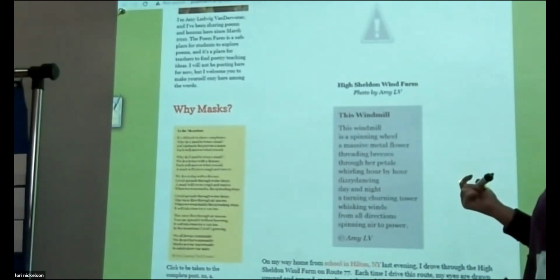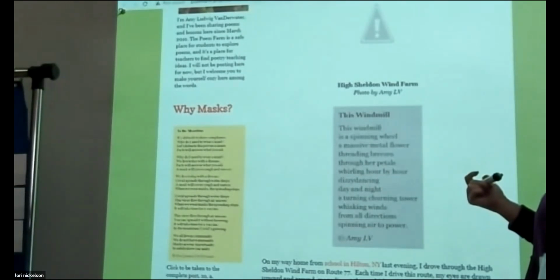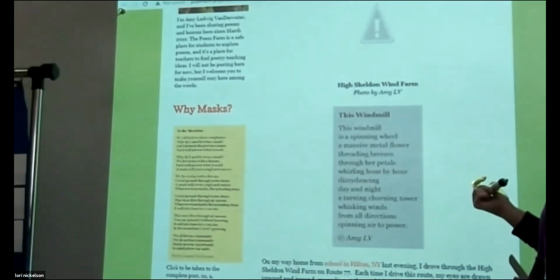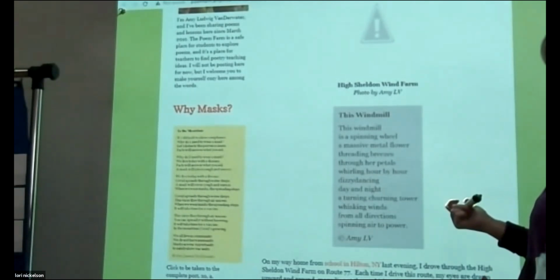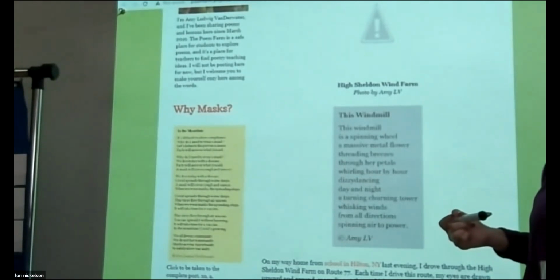This windmill is a spinning wheel, a massive metal flower threading breezes through her petals, whirling hour by hour, dizzy dancing day and night, a turning, churning tower, whisking winds from all directions, spinning air to power. By Amy L.V.